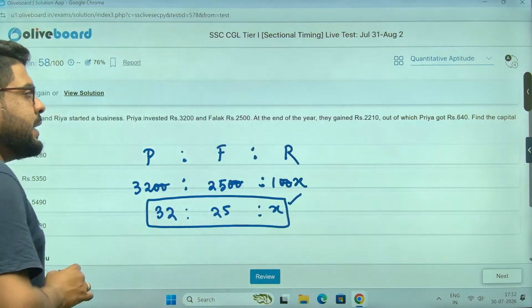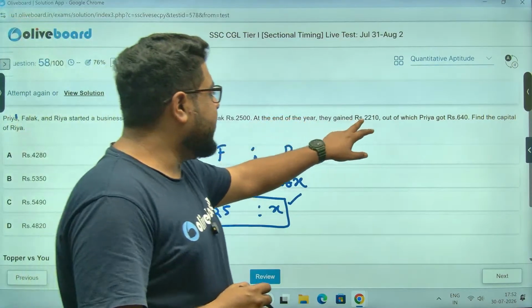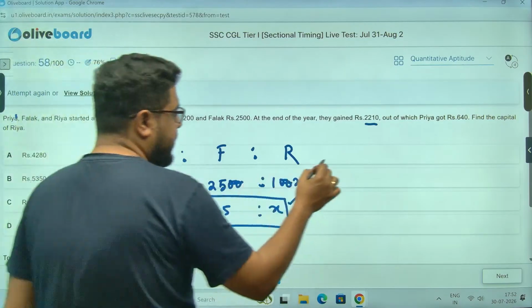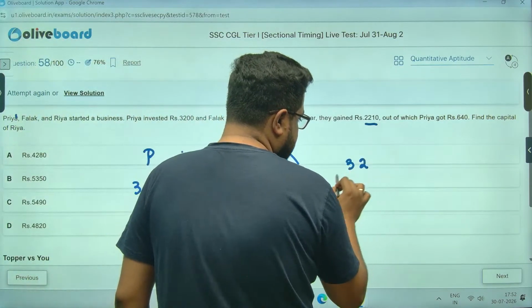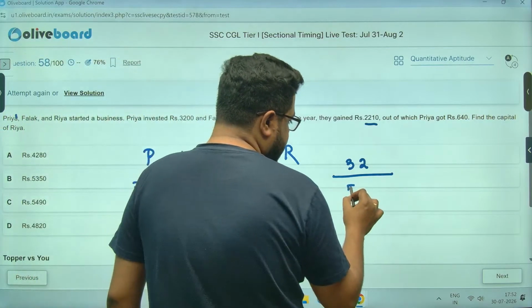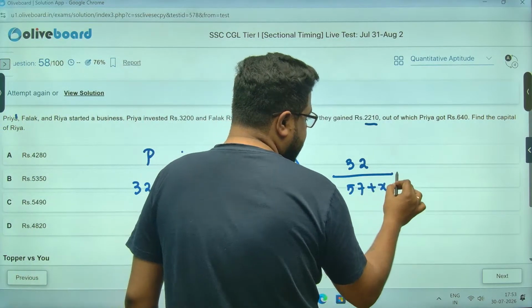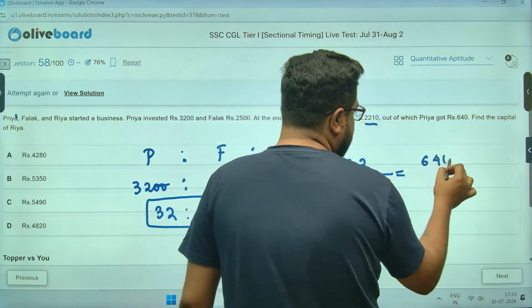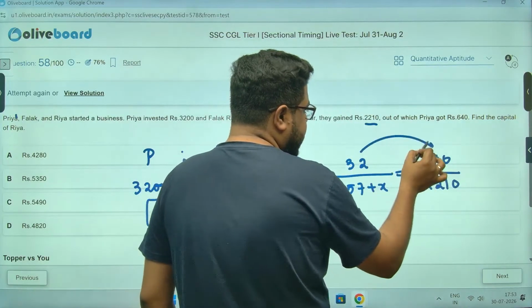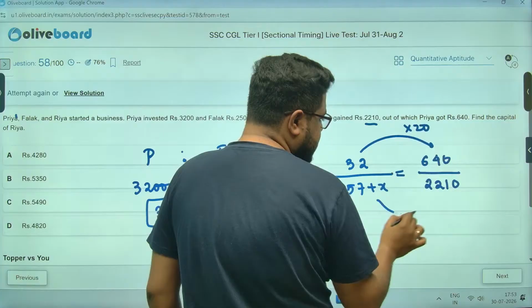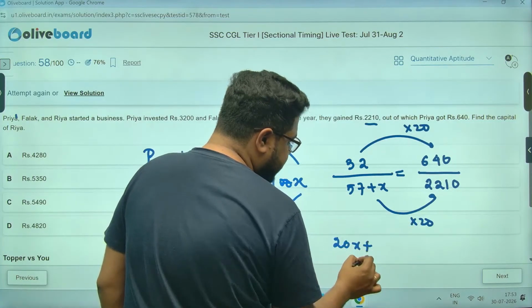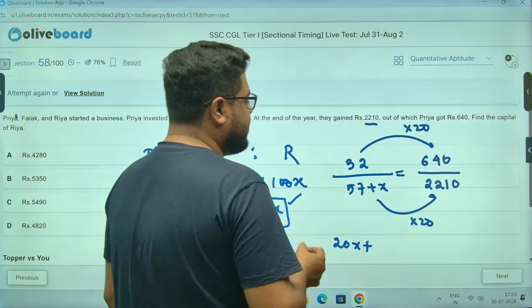Right? Now, out of the total 2,200, Priya got 640. So Priya will get 32 parts out of 32 plus 25, that is 57 plus x parts. That is equal to 640 out of 2210. So this is 20 times. This is also 20 times. Then 20x plus 57 into 20 is how much, sir?